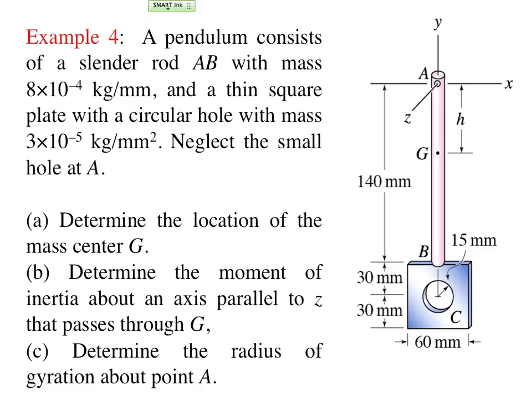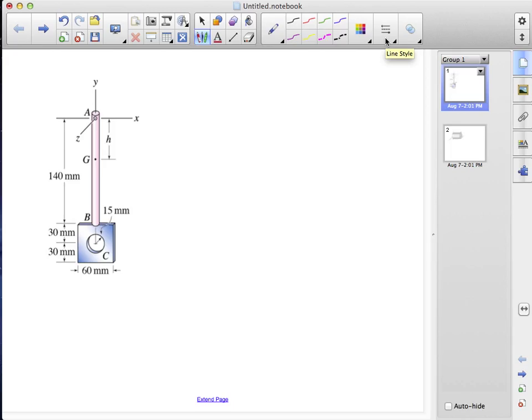Again, often we write our rotational dynamics equations by taking moments about G. So we want the location of the mass center G, then we want the moment of inertia about an axis parallel to Z that passes through G, and then separately we want to determine the radius of gyration about point A. So we have an XYZ coordinate system established in this problem.